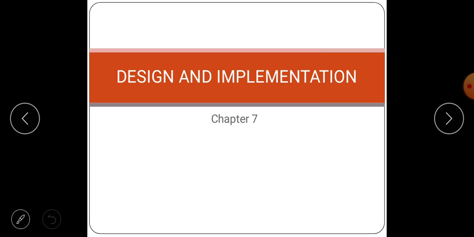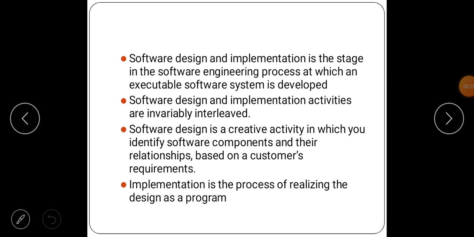The second chapter in the third module is design and implementation. Okay, we know that this is the stage of the process. Software design and implementation is the stage in the software engineering process at which an executable software system is developed.